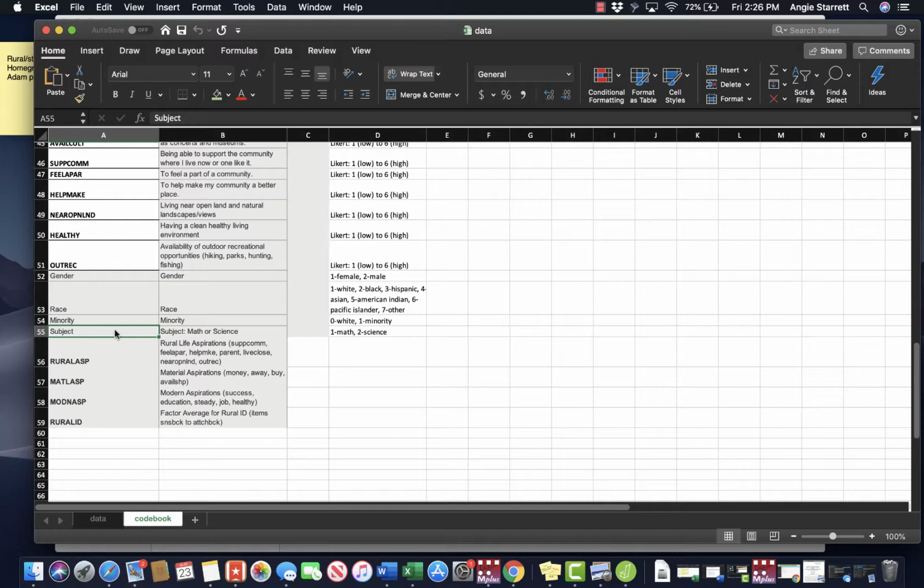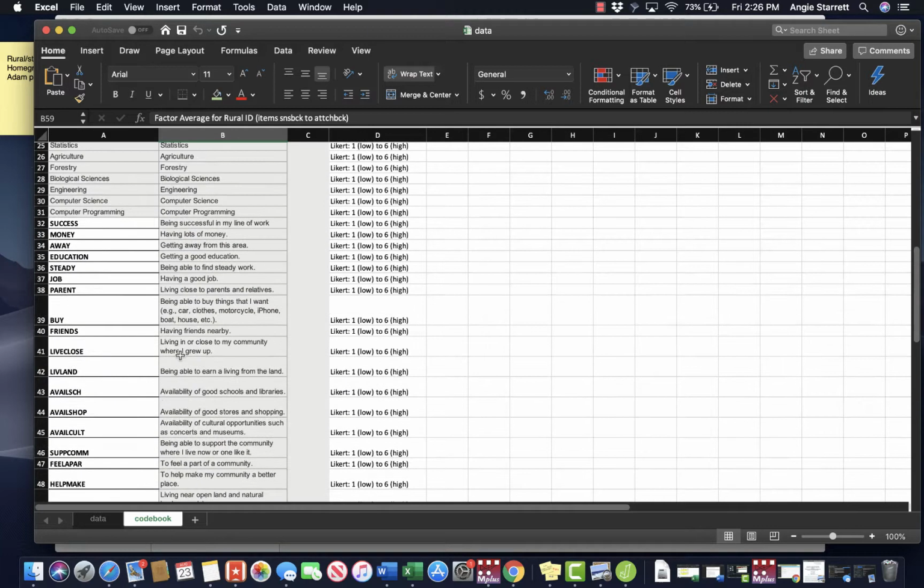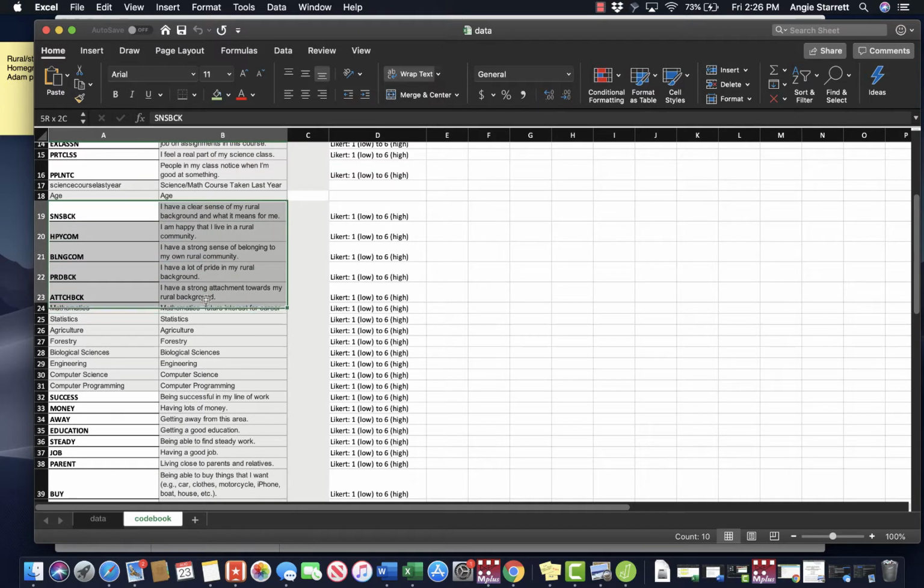You can look at by subject, so we can look at the math versus science students. And then I also give you calculated averages for the rural life aspirations, and I tell you which of the items were put together to get that rural life aspiration factor, as similarly material aspirations, modern aspirations, and then rural identity. All right, and again, the rural identity questions were up here. We used those last week. How well do you identify with these statements? Like, I have a clear sense of my rural background and what it means to me.